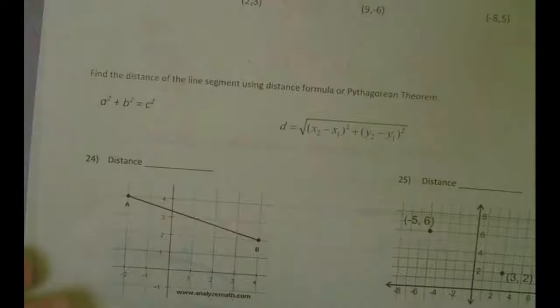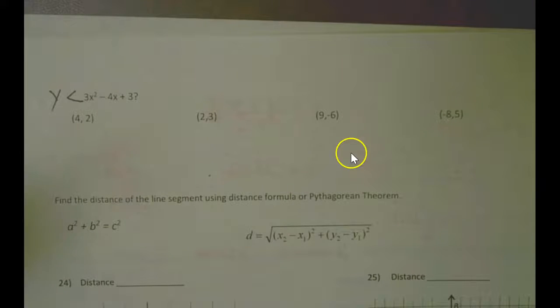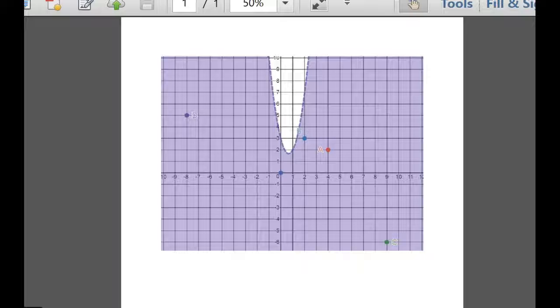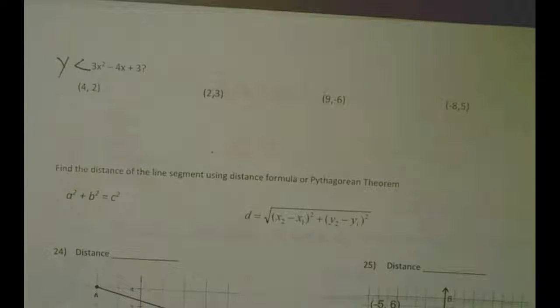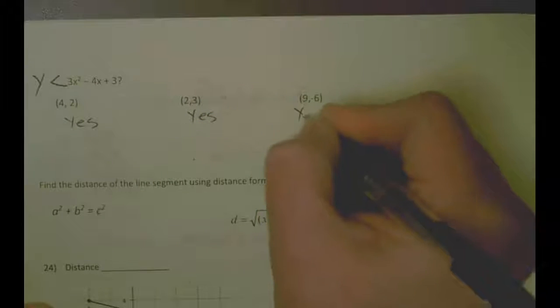The next one has a typo. The y less than should be on this side of the page. You can graph this in your calculator and look at it. I have graphed it with a graphing program, and this is what it looks like. I have also graphed all of those points. All of the points are in the shaded area of the graph. Yes, all of these are solution points.